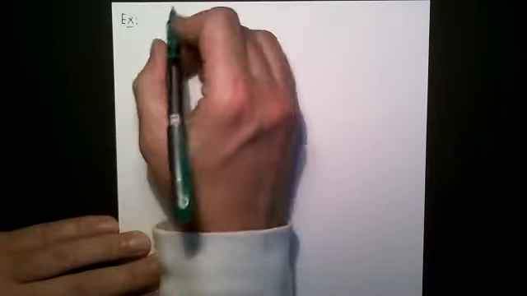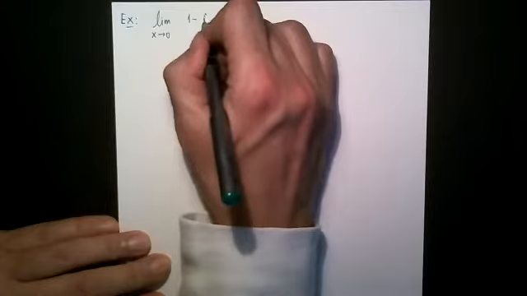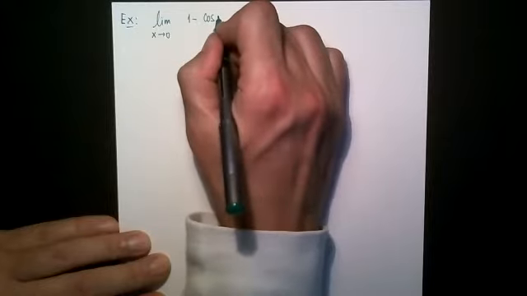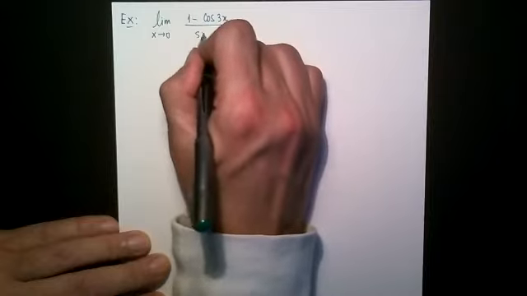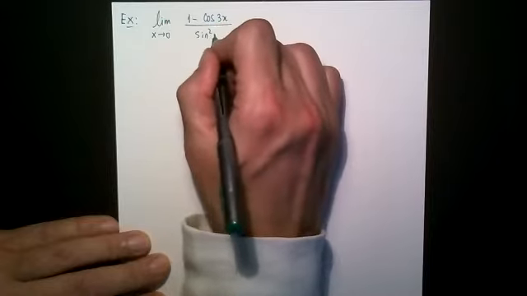So let's go with something a little more complicated. The limit as x approaches 0 of 1 minus the cosine of 3x divided by sine squared of 2x.